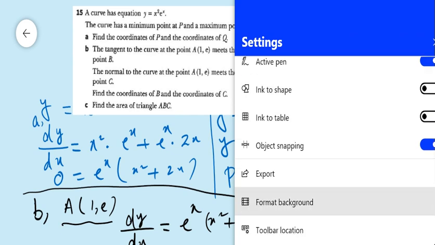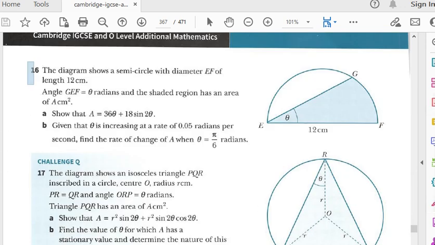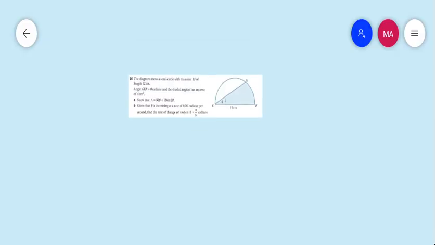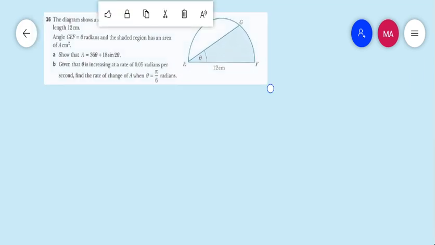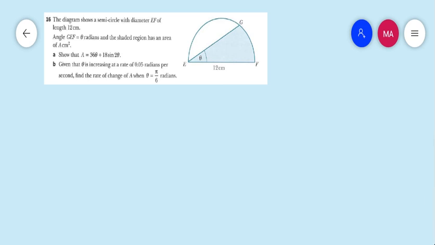Move to question number 16. This is question number 16. The diagram shows a semicircle with diameter EF of length 12 centimeter. Angle GEF is theta radians, and the shaded region has an area of A centimeter square. Show that the area of the shaded region is 36 theta plus 18 sine 2 theta. Very easy question, but we have to do some working.